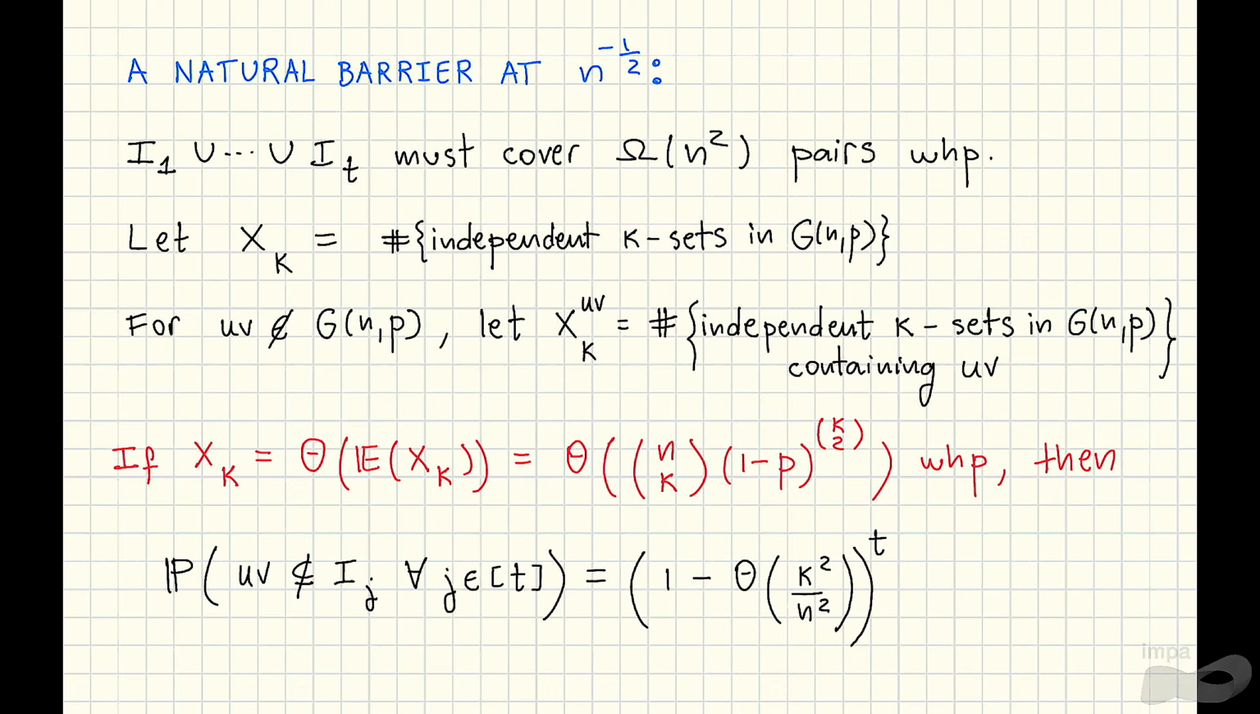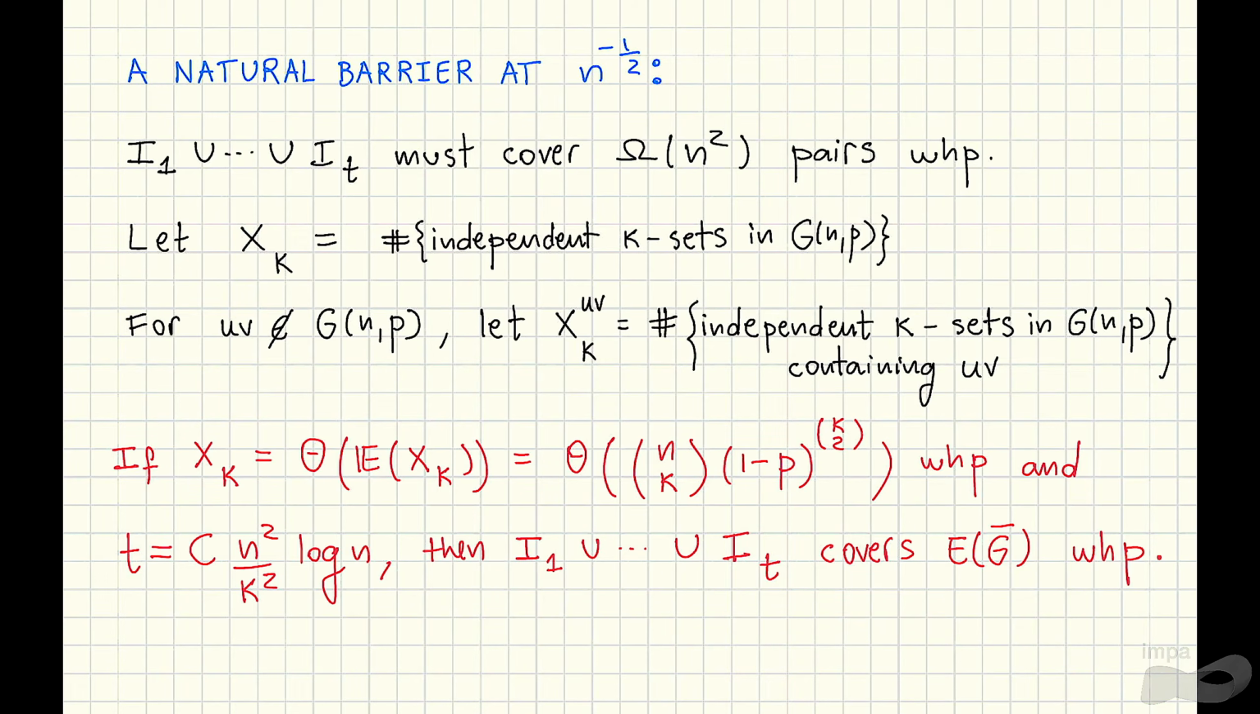Okay. So again, we do the same sort of trick as in the theorem of Nacetero and Rudel. So what is the probability that you don't cover this known edge if you take all these independent sets? It is just 1 minus k squared over n squared to the t. And if you choose t large enough, meaning a constant times n squared over k squared times log n, then this event is going to be very unlikely to happen, and then we can also take the union bound. Okay? Right. So this is the conclusion, assuming that xk is close to the expectation.